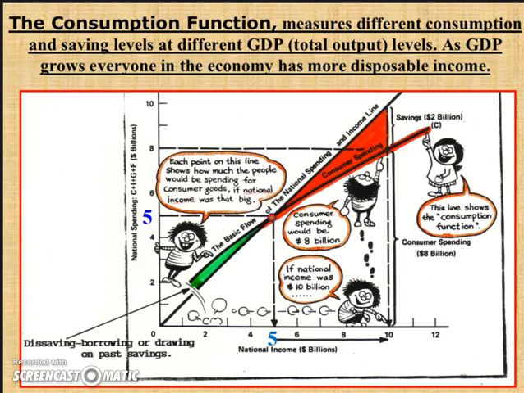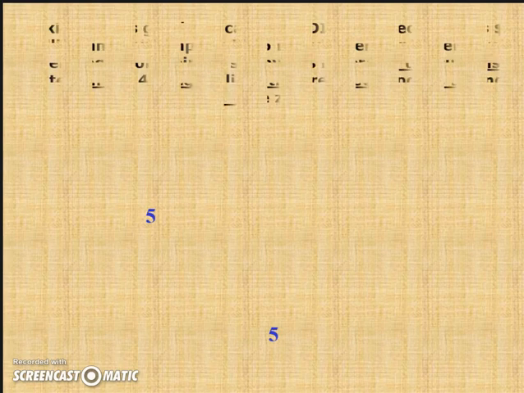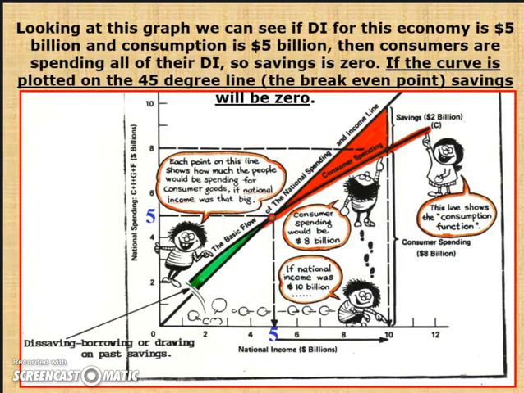The consumption function measures different consumption and savings levels at different GDP levels. As GDP grows, everyone in the economy has more disposable income. Makes sense, right? Looking at this graph, we can see if disposable income for this economy is $5 billion, and consumption is $5 billion, then consumers are spending all of their disposable income, so savings is 0. If the curve is plotted on the 45-degree line, the break-even point, savings will be 0.